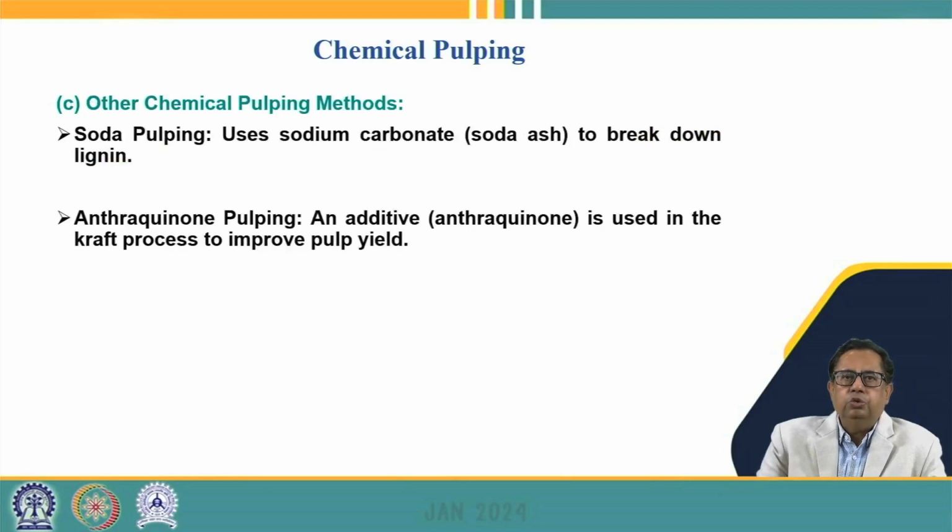We can also use other chemicals. For example, we can use sodium carbonate so that we can break down the lignin in that case. So soda ash is used for soda pulping. And similarly, we can also add anthraquinone during the kraft pulping process, which improves the yield of the pulp.